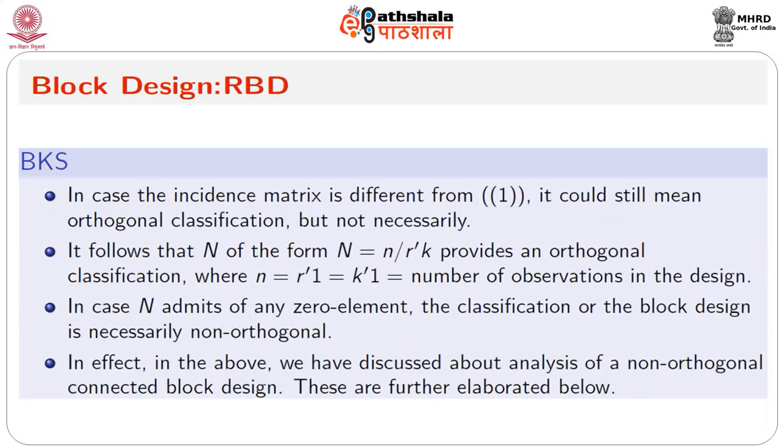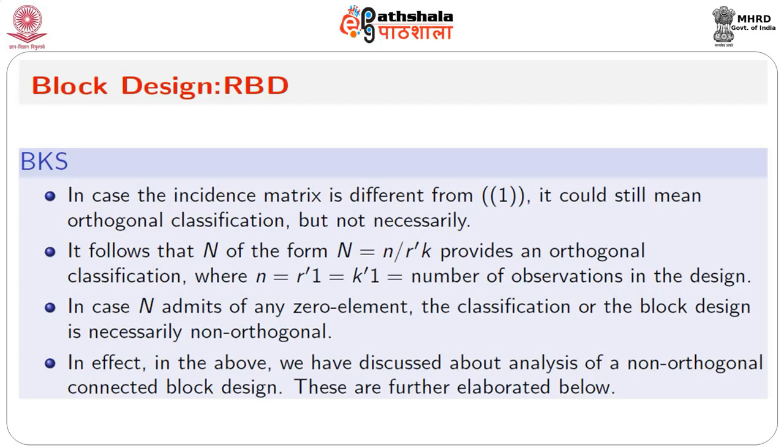In case the incidence matrix is different from the matrix of all ones, it could still mean orthogonal classification, but not necessarily. It follows that capital N of the form r k prime divided by n provides an orthogonal classification, where n is the total number of observations in the design. Okay. So the form capital N equal to r k prime over small n signifies that Nij equals ri kj by n. That is why it is called proportional cell frequency.